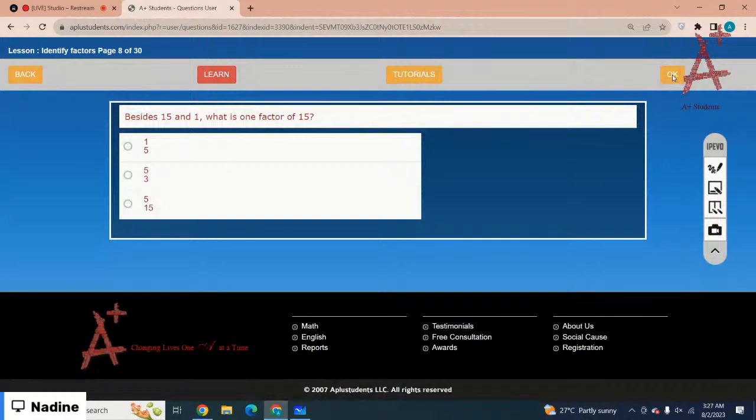Besides 15 and 1, what are the factors of 15? So which is the correct option? The factors of 15 are 5 and 3. 1, 5 and 5, 15 are also factors, but you have to select the one besides 15 and 1, right? So it would be 5 and 3.